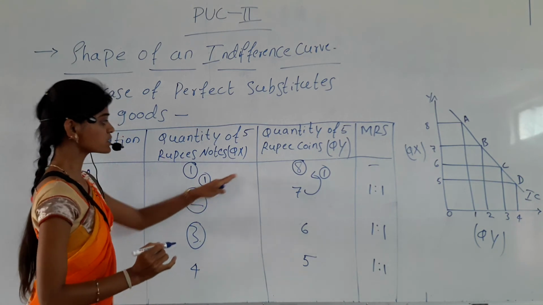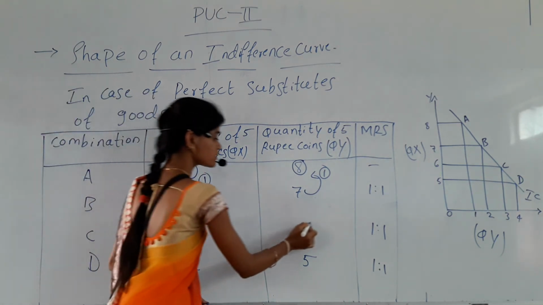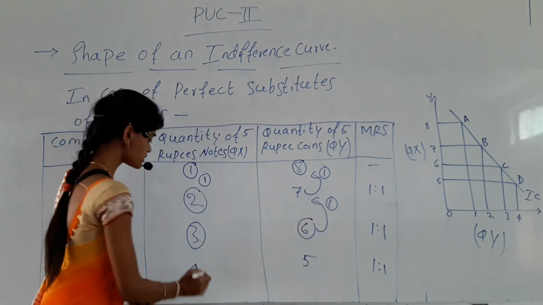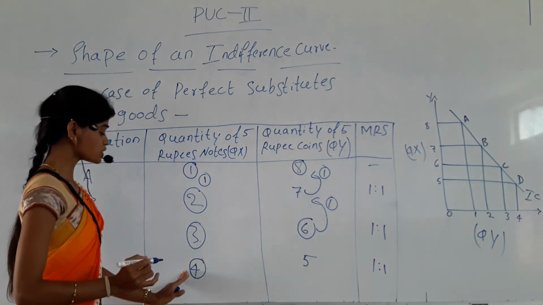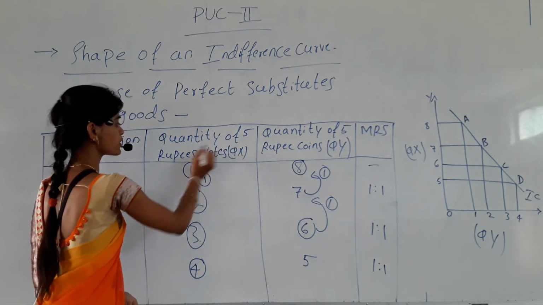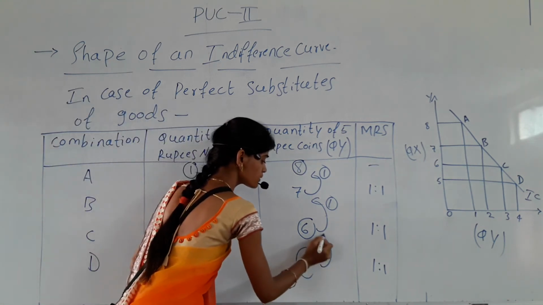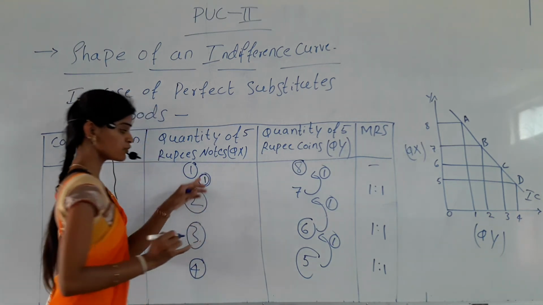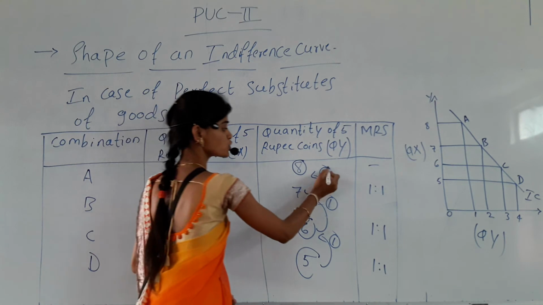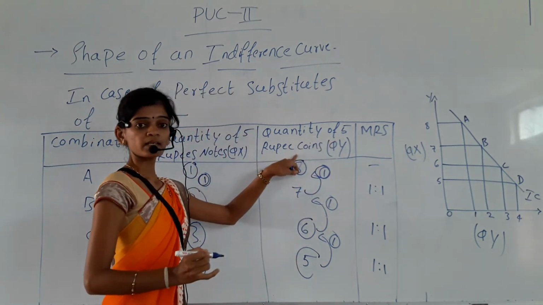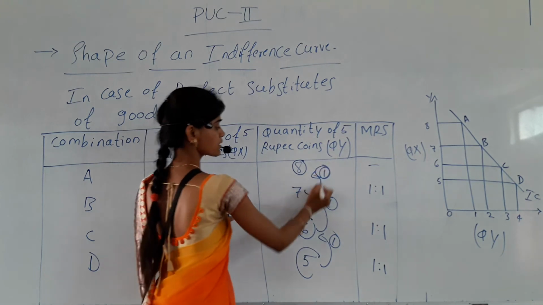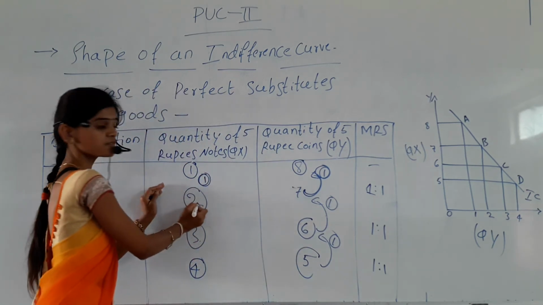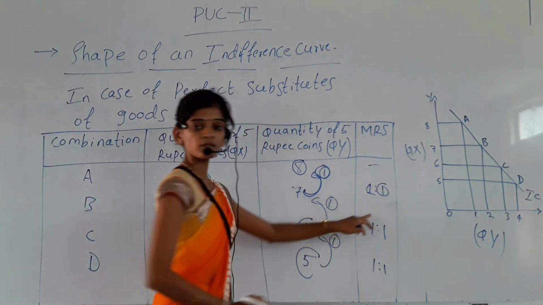Next, the consumer wants to use another 5 rupee note, and then forgoes 1 5 rupee coin. Next, when the consumer wants to consume 4 units of 5 rupee notes, he again has to forgo 1 5 rupee coin. Here the consumer is adding 1 extra 5 rupee note and forgoing a 5 rupee coin. In MRS terms, it is 1:1.